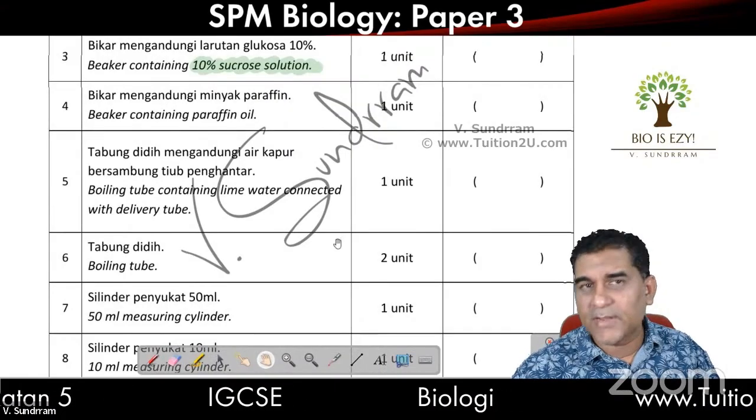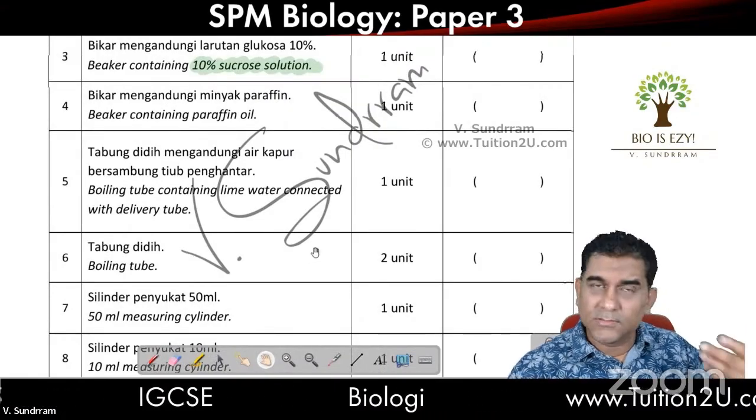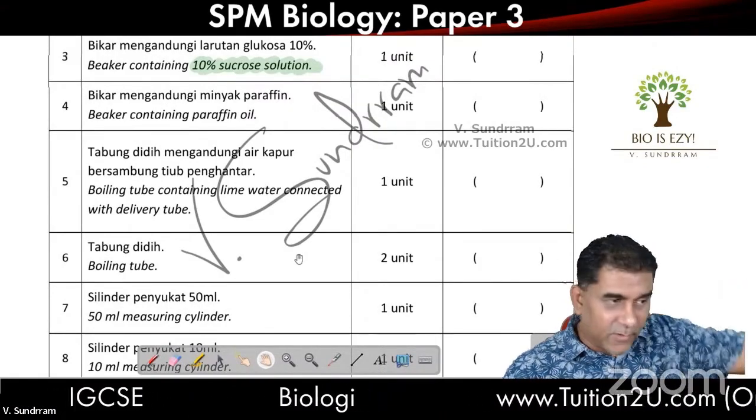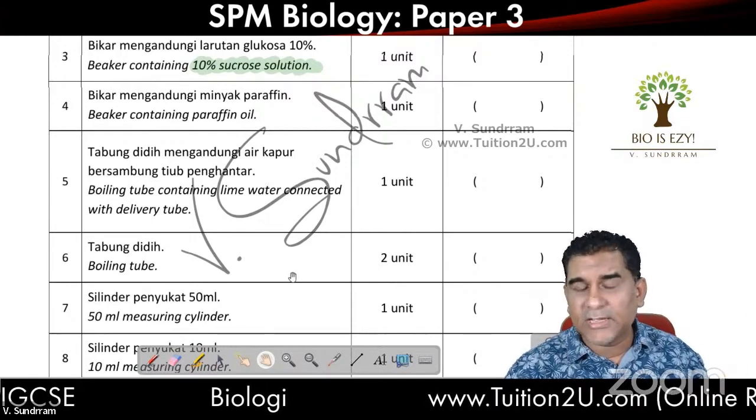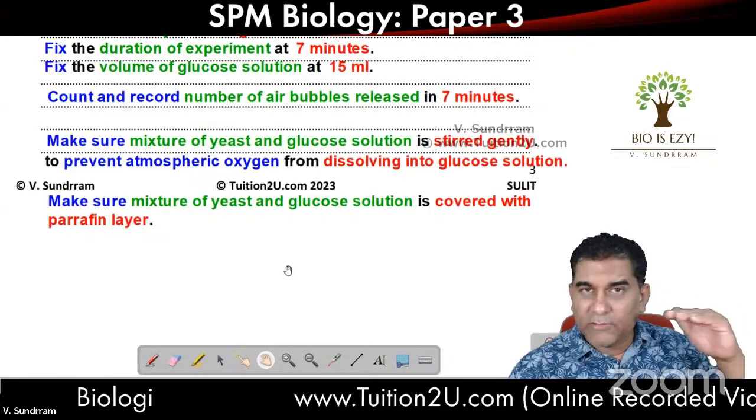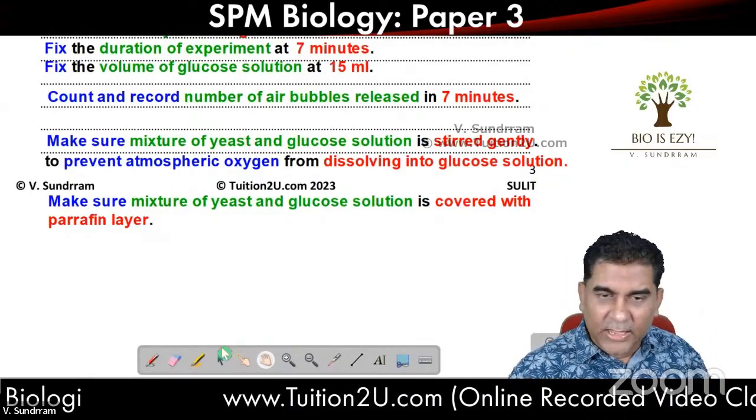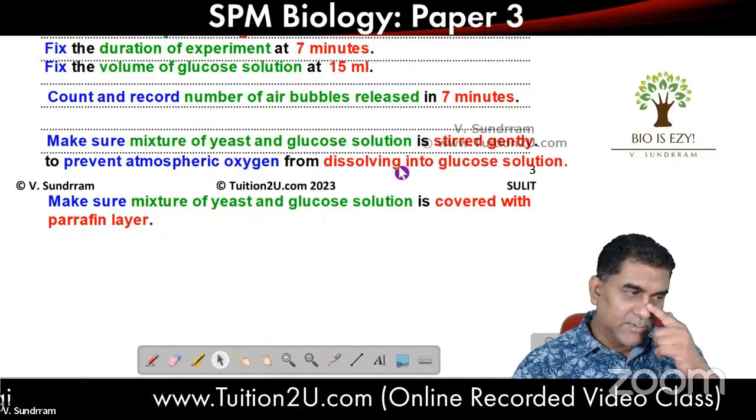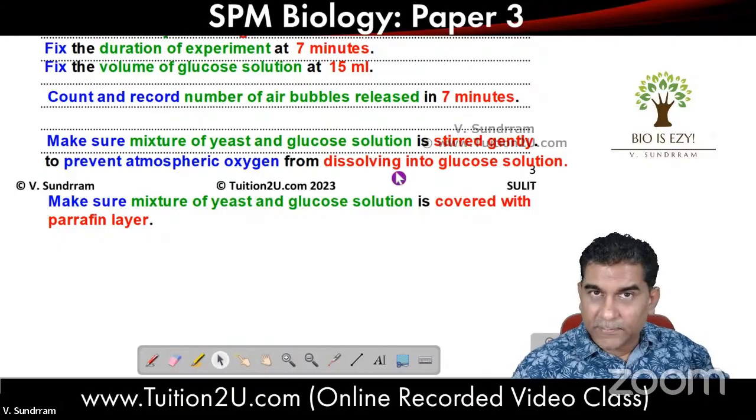Beaker that contains paraffin oil. So that's the beauty of paper 3. From the list of material and apparatus, you can get almost everything that you need. So why do you cover it with paraffin layer? The same reason why you didn't stir the mixture quickly.